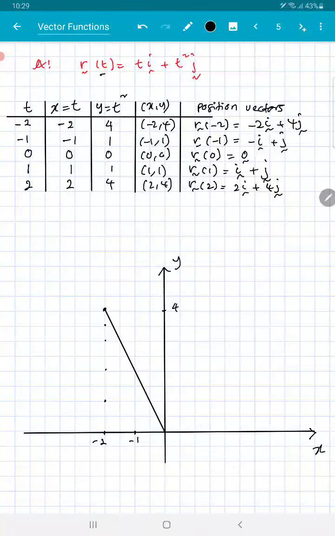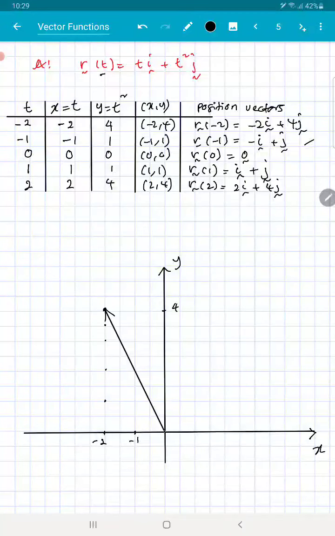So this is a position vector when t is -1. Okay, now let's look at another position vector when t is -1. Oh, did I say -1? No, that one is -2, sorry. Okay, now let's look at the position vector when t is -1.